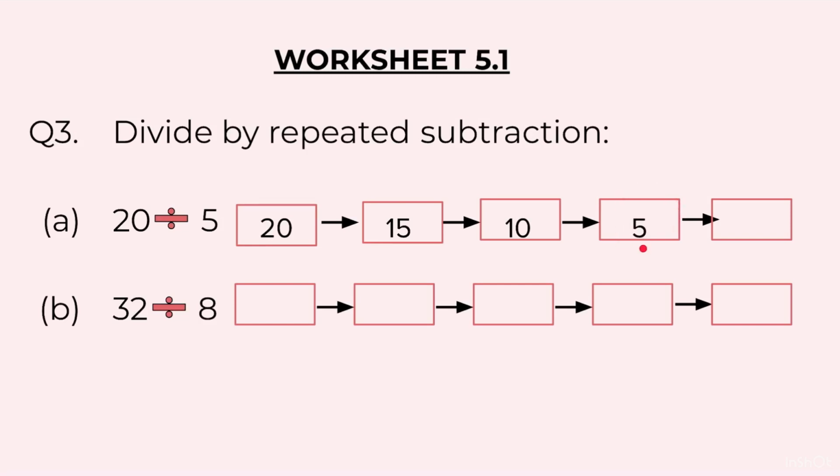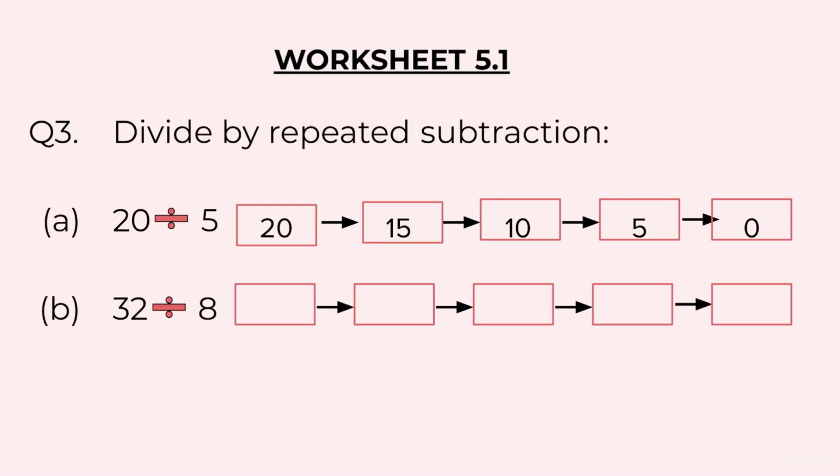Again we will subtract 5 from 5 and write it here. So finally we have got 0. We will stop. If you count the number of arrows, that is the number of times we have subtracted 5. So 1, 2, 3, 4. We have subtracted 4 times. That means 20 divided by 5 is 4.